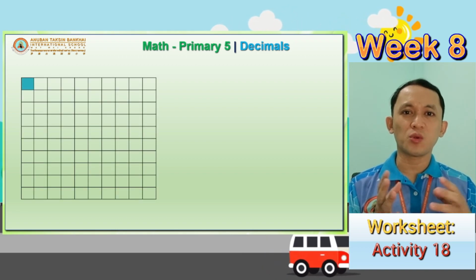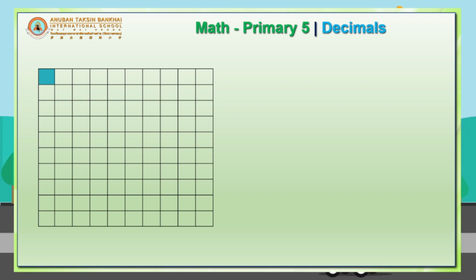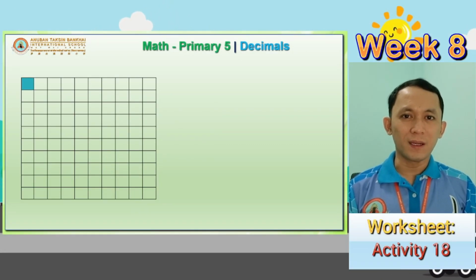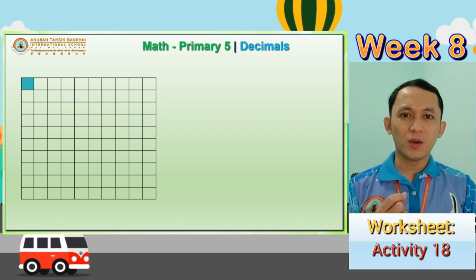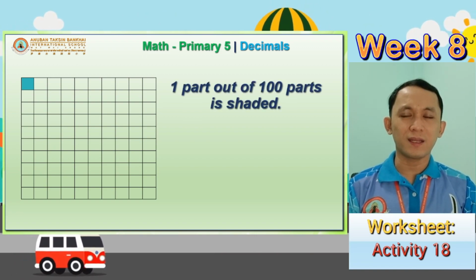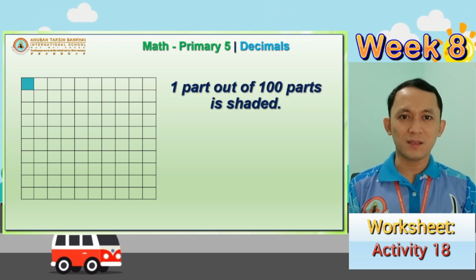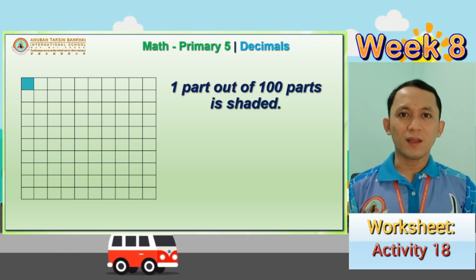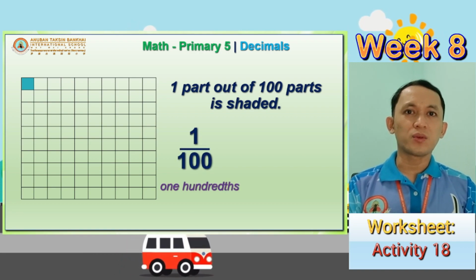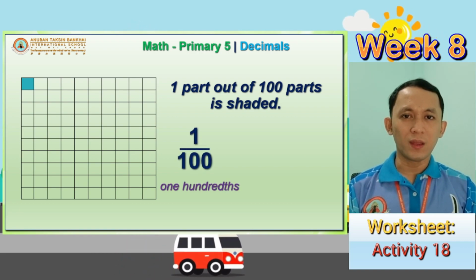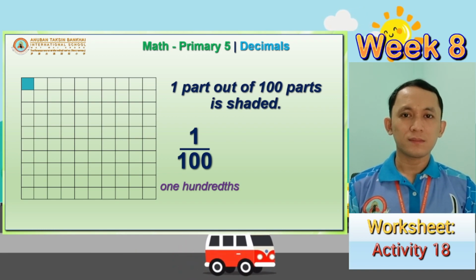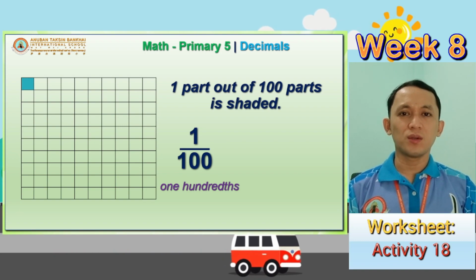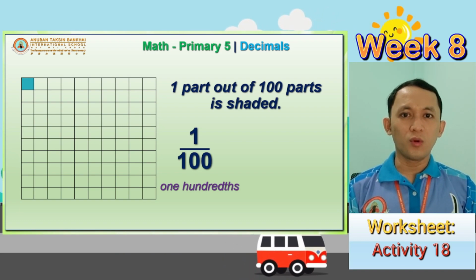Here we have a square, and if you count the parts, the square is divided into 100 equal parts. Now we have here one shaded part. So one part out of 100 parts is shaded. If we are going to write that as a fraction, we can write it as one hundredth, or we can have 1 over 100.